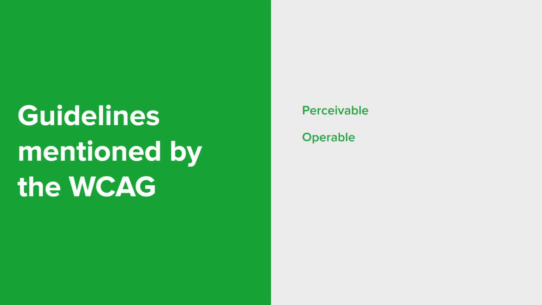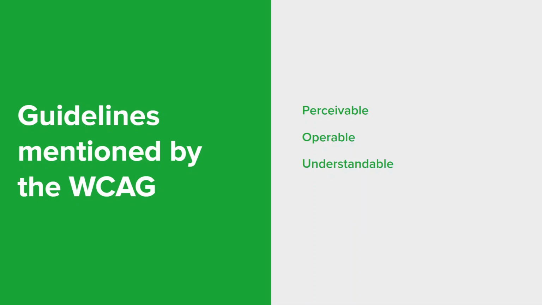The second principle is operable, so essentially making all of the functionality available from a keyboard, and also providing users enough time to read and use content. You don't want to use content that causes seizures or physical discomfort, so anything with flashing content and things like that, and you want to provide ways to help users navigate, find content, and determine where they are.